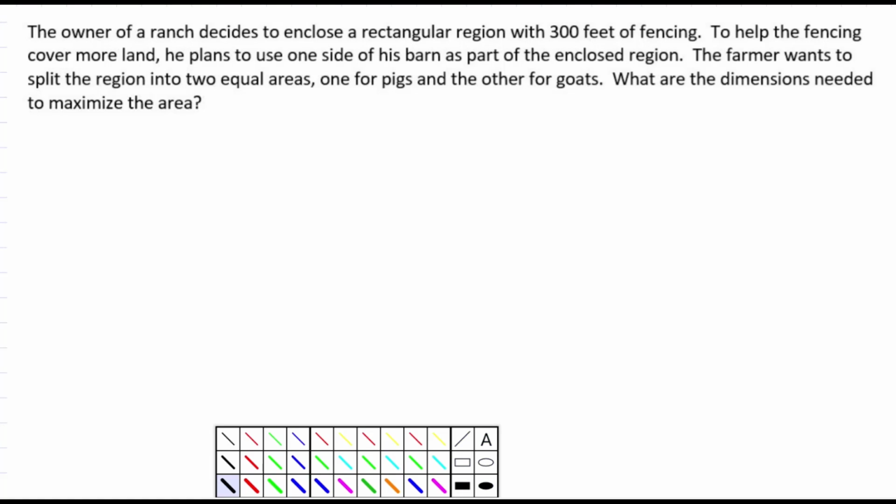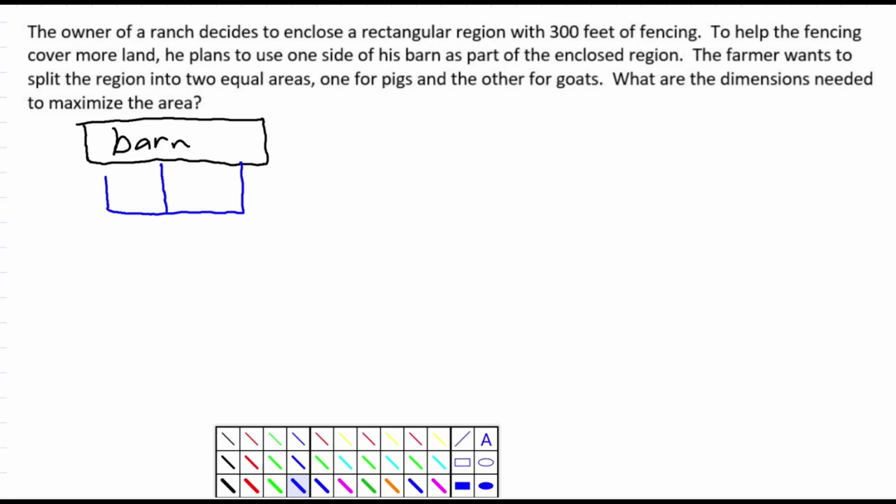But let me sketch out a picture for us. So again, farmers love to build these rectangular region fences around their barn. And they love to use their barn when they're doing that. So here's my barn. And on this one, we're going to build a fence. And it's going to look like this. And it's going to have a little divider in the middle, so that way we have 2 equal areas.